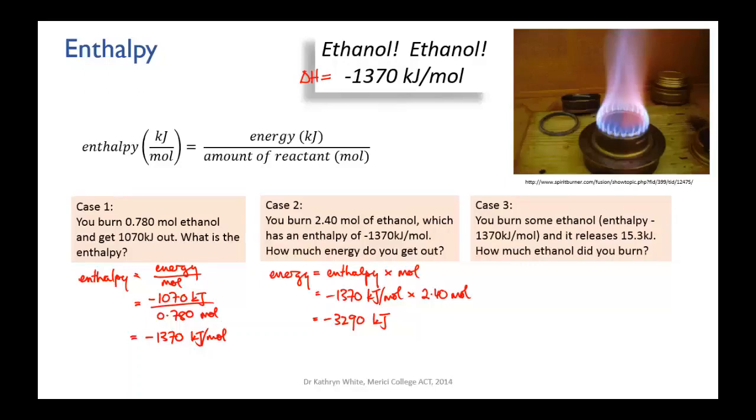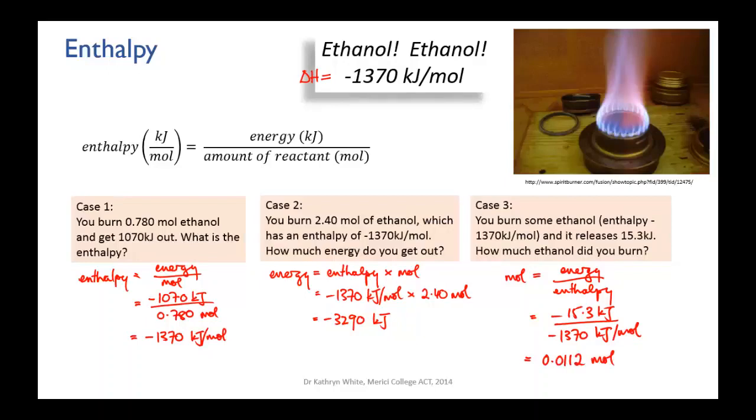Okay, the third possibility is, say you know the enthalpy, as we do, and we could measure the energy that was released during a reaction, then that would allow us to calculate how much ethanol had been burnt. For instance, you run the experiment, say you measure that 15.3 kilojoules of energy has been released, then we can rearrange the equation so that the amount of reactant is the subject, and we get the moles of reactant equals the energy released over the enthalpy of the reaction. And that equals minus 15.3 kilojoules, minus because it's been released, divided by minus 1,370 kilojoules per mole, and that equals 0.0112 moles of ethanol must have been burnt.